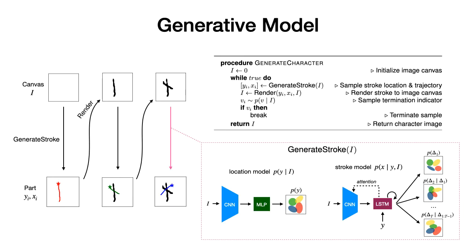As a case study, we explored a generative neurosymbolic model of handwritten character concepts. And the generative process to sample a character from our model proceeds as follows. We begin with a blank image canvas. And at every time step, we sample the next stroke given the current state of the canvas with the procedure generate stroke. And generate stroke consists of two neural network modules, and I'll refer to my poster for the details. And after sampling a stroke, we render it to our image canvas using a fully symbolic renderer, and we sample a termination indicator telling us whether to stop or to continue with another stroke. We repeat this process until we reach a termination, after which we return the final image canvas.